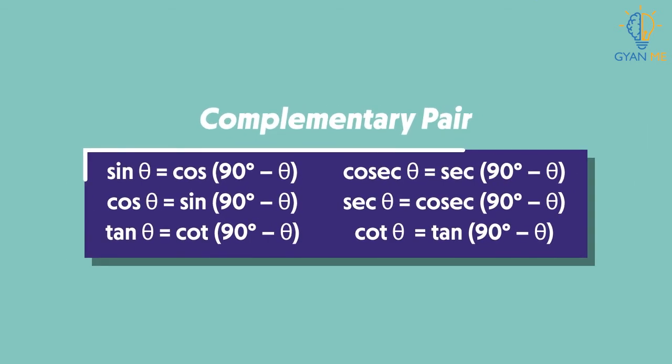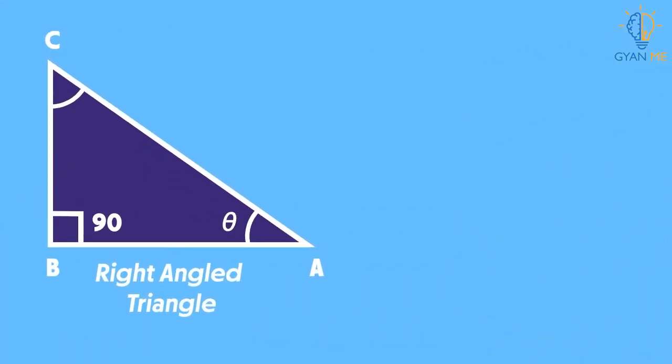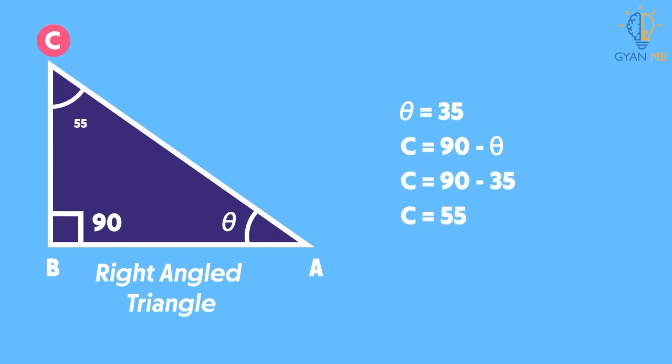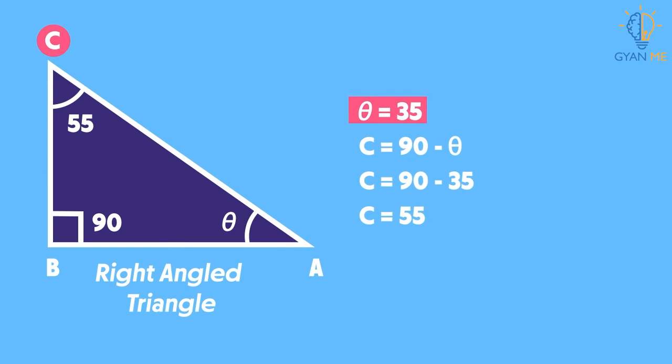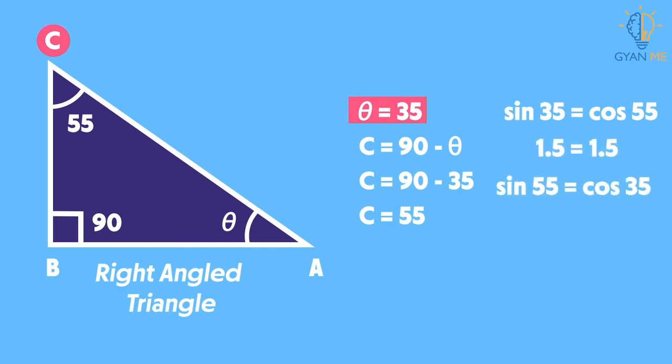So let us see one example. Say in this triangle, theta is equal to 35 degrees. Therefore, angle C will be, yes, it will be 90 minus theta, that is 90 minus 35, which is equal to 55 degrees. So whatever will be the numerical value of sin 35, it will be the same for cos 55. Say for example, sin 35 comes out to be 1.5. So cos 55 will also be 1.5.